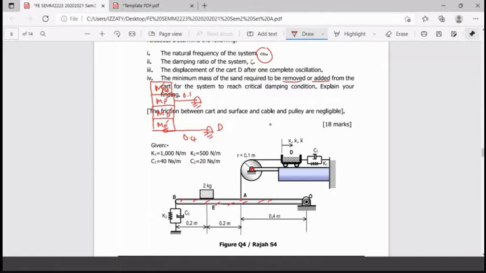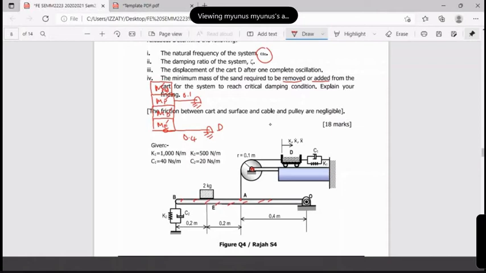Can you read, class? Hello, can you read this one? Yes or no? Because it is superimposed on the next equation.